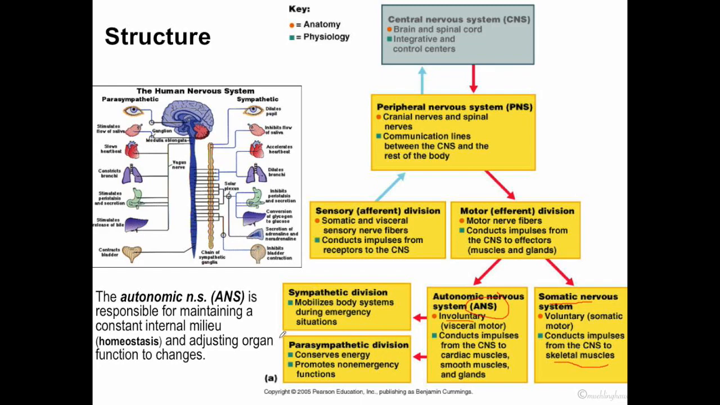That nervous system is responsible to maintaining the constant internal milieu, which means the internal environment, and that's called homeostasis. So what this nervous system concerns itself with is to make sure that the organs have enough oxygen, for example. So the heart pumps a little faster or a little slower, depending on how much the tissue needs are, or the breathing goes a little deeper, a little more shallow.